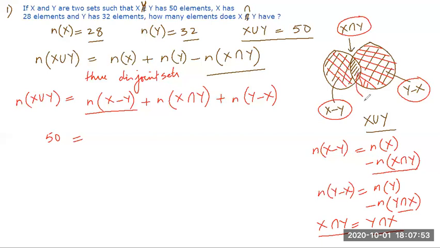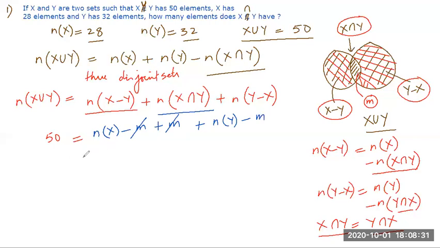Now N of X intersection Y, let us assume this is equal to M. So what we can do now is N of X minus Y is N of X minus N of X intersection Y, which I take as M, minus M, plus again N of X intersection Y is M. So these both cancel. Plus this is N of Y again minus N of X intersection Y, that is also M. Am I right, Deep?